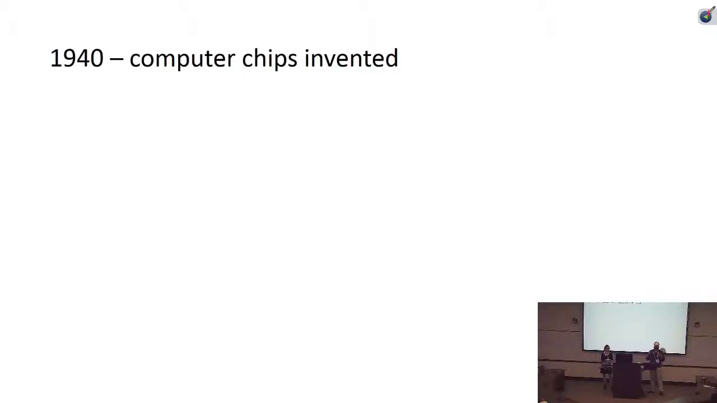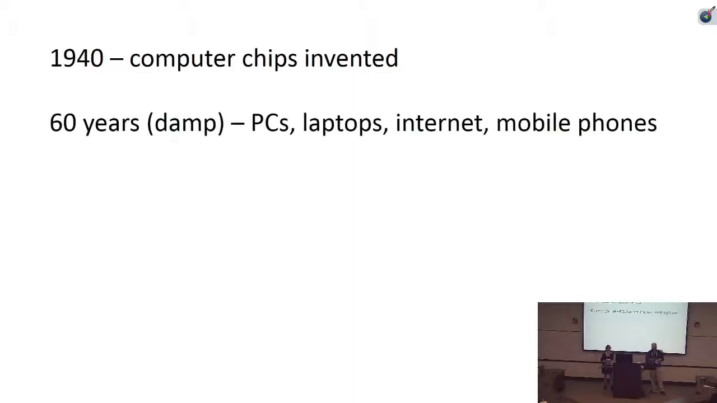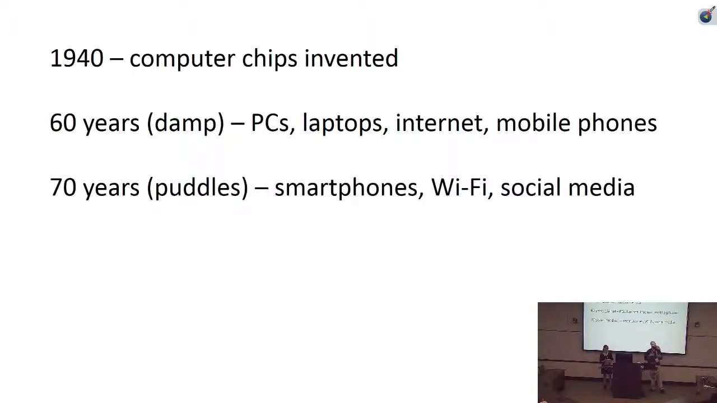So let's use the same time frame. 60 years later, 2000s. We survived the millennium bug, yes. And we have things like laptops, PCs, internet, mobile phones. I mean, they were mobile phones, but they were like the Nokias that could stop a bullet. Flip phones are still a thing. 70 years, this is 2010. Yeah, smartphones, Wi-Fi, social media, all that really fun stuff. Technology is never going to stop. It's never going to lie to us. It's never going to steer us wrong. We love tech. Let's keep going.